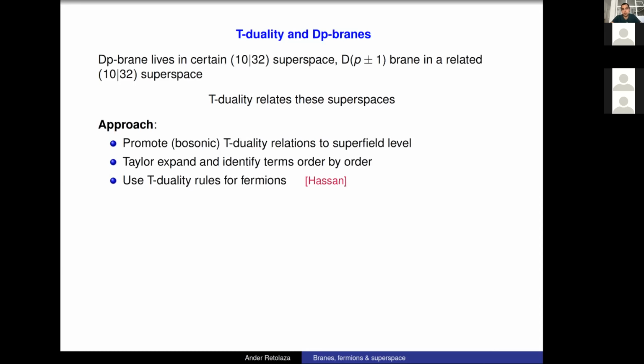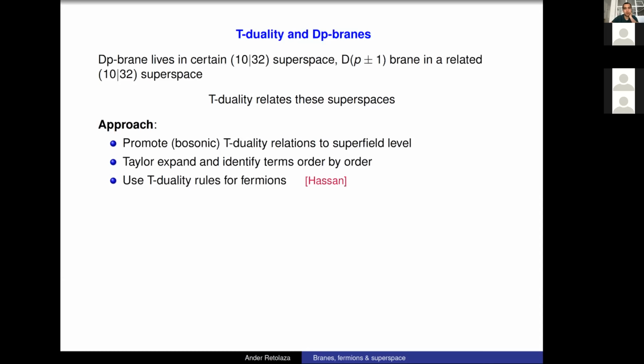In order to do that, usually what I could do is just take a bunch of T-dualities and go from p equals 2 to any number. Now, again, I'm going to extend this to superspace. So I'm going to make a bunch of T-dualities, but at the superspace level. What's the approach? The approach is pretty much the same that we had when we did the dimensional reduction. Basically, we're going to start with some bosonic T-duality relations, and we're going to promote these relations to the superfield level.